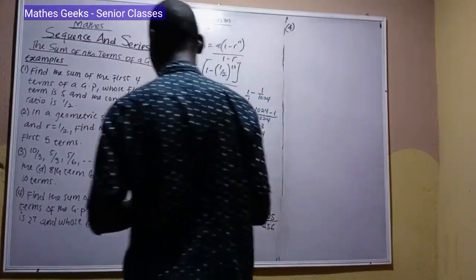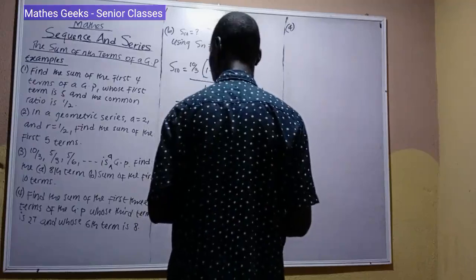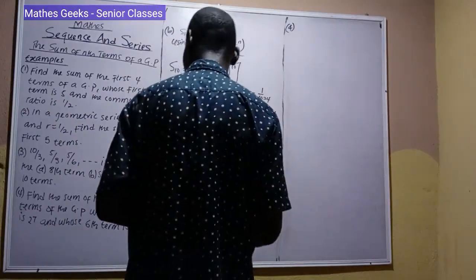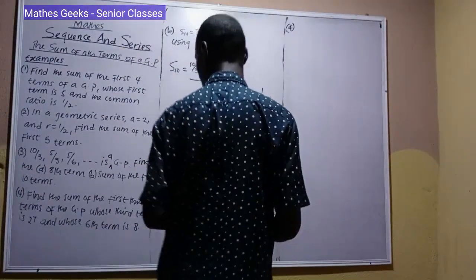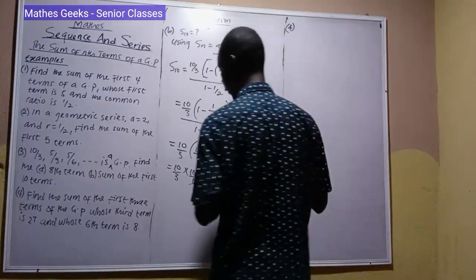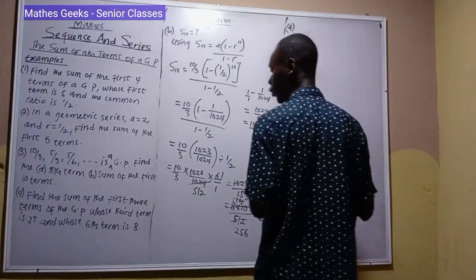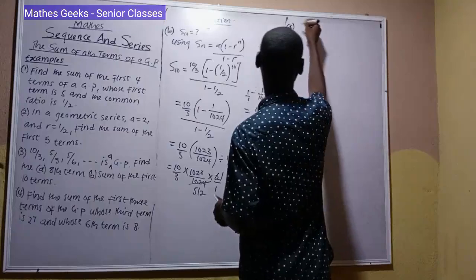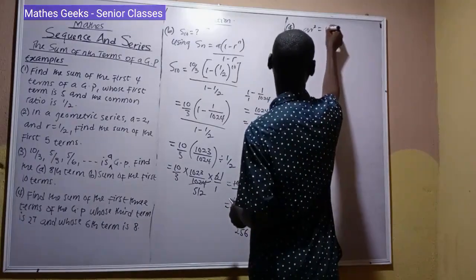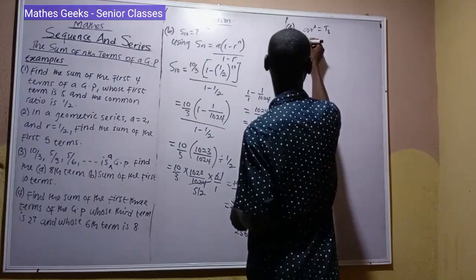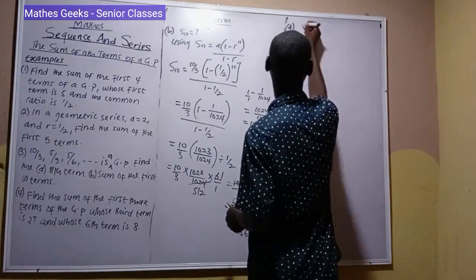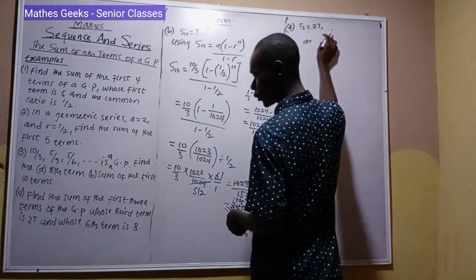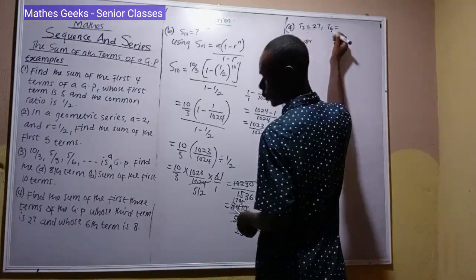Number 4. Find the sum of the first 3 terms of the GP, whose third term is 27 and whose sixth term is 8. So we don't know the common ratio or the first term. Before we look for the sum of the first 3 terms, we need to know the common ratio and the first term. So we're going to work with T3, A R squared, which is 27, and T6, which is 8.